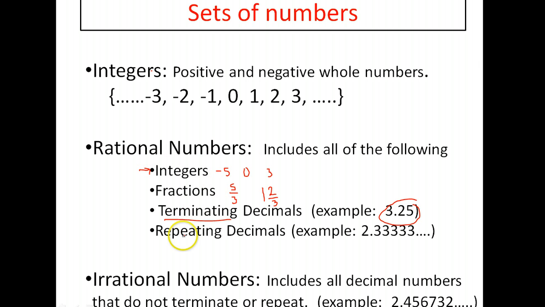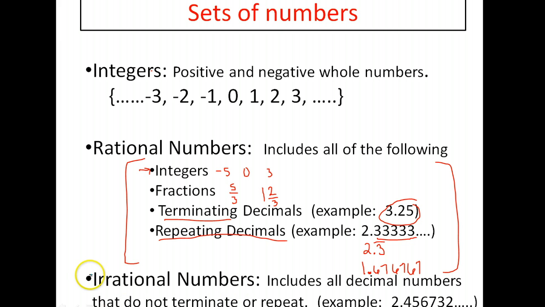The other thing that's considered a rational number is repeating decimals. This is decimals that repeat the number over and over again. For example, 2.33333. A lot of times we will write that as 2.3 with a line over the top of the 3. Now this can be any type of repeating number. So for example, 1.676767, since it's repeating the 6 and the 7, that would be considered repeating. These are all different ways that rational numbers can be written.